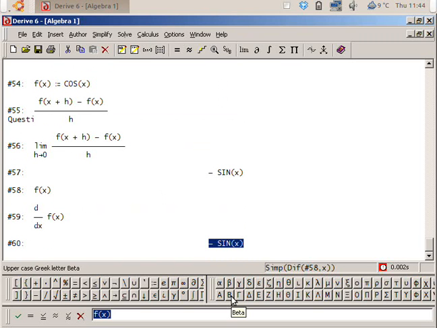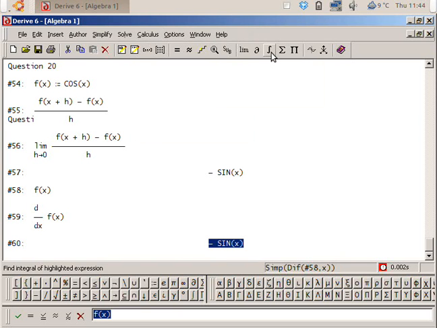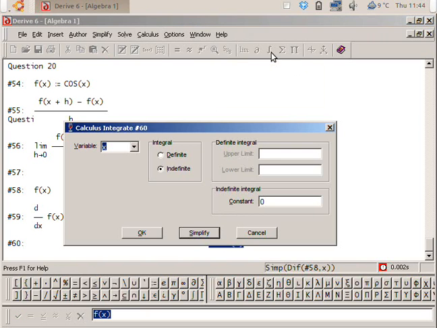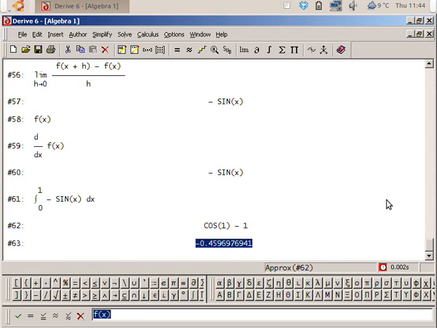I won't give it to you in the exam, but just so I can show you, how do you think you do an antiderivative? Well, again, it's Calculus, Integrate, the symbol, or you can pick the symbol here. You remember this from yesterday? If I pick this, notice how I have the limits as well. Remember definite, indefinite? Definite, 0 to 1. You see? 0 to 1 of minus sine x turns out to be cos 1 minus 1, which is approximately that.